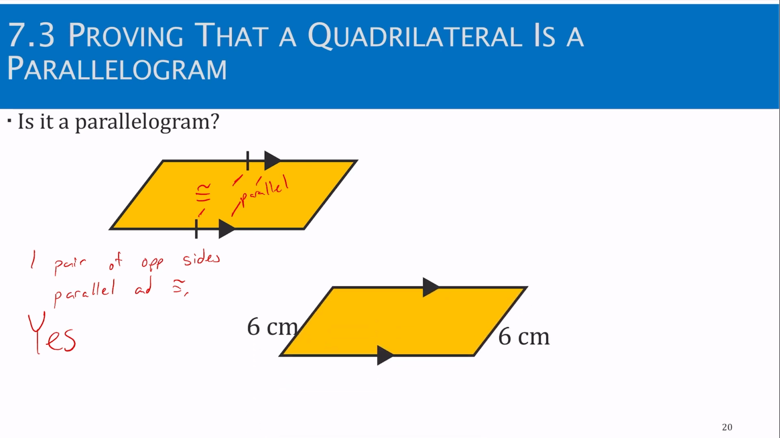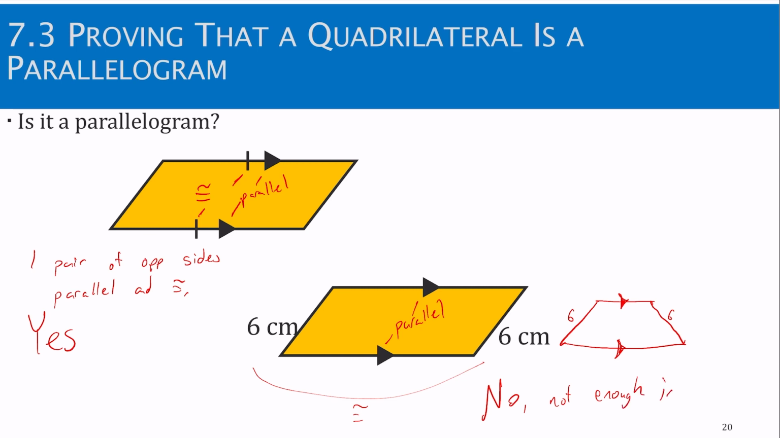What about this one? Well, I've got the parallel and I've got the congruent, but they're not the same set. Either both pairs of sides need to be parallel, or both pairs of sides need to be congruent, or one pair of sides be both parallel and congruent. Another option is that this could be drawn with the same properties like that, which is a trapezoid. So this one is no, there's not enough information.